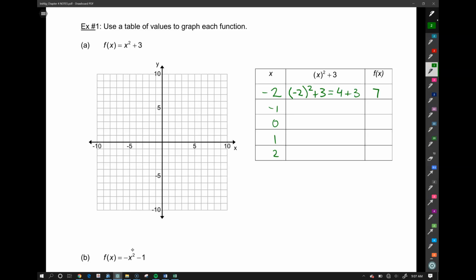So, what I want you to do, fill out this table, plot your points, make the parabola. After you're done with A, do B. I want you to really try it. Okay, so I'm going to fill this out.